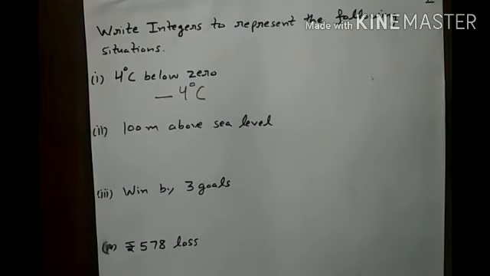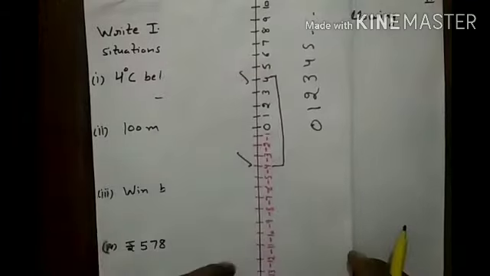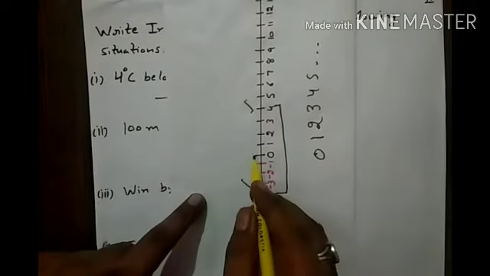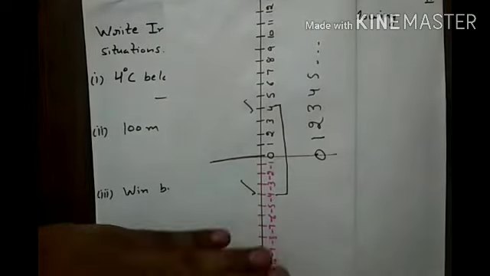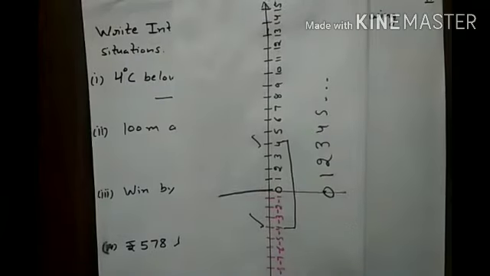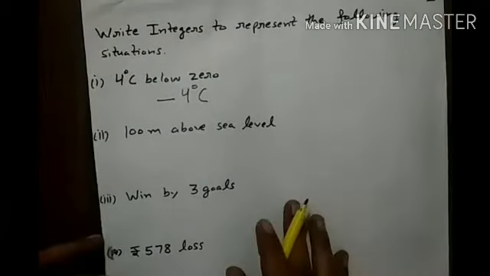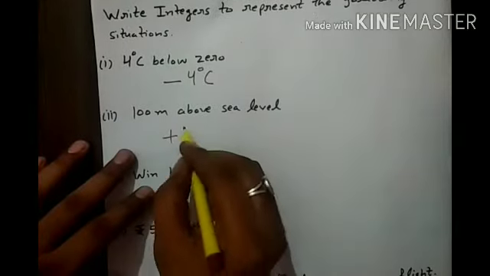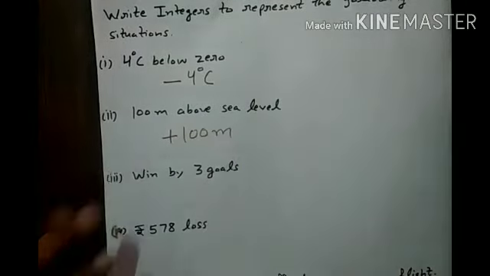Now, 100 meter above the sea level. If the sea level is 0, then we have to decide the integer that is 100 meter above that level. If we consider sea level as 0, taking the same number line, if this is the sea level and we have to see above, then we will move in the positive direction. Therefore I will write the positive integer. So the positive integer will be plus 100 meter.